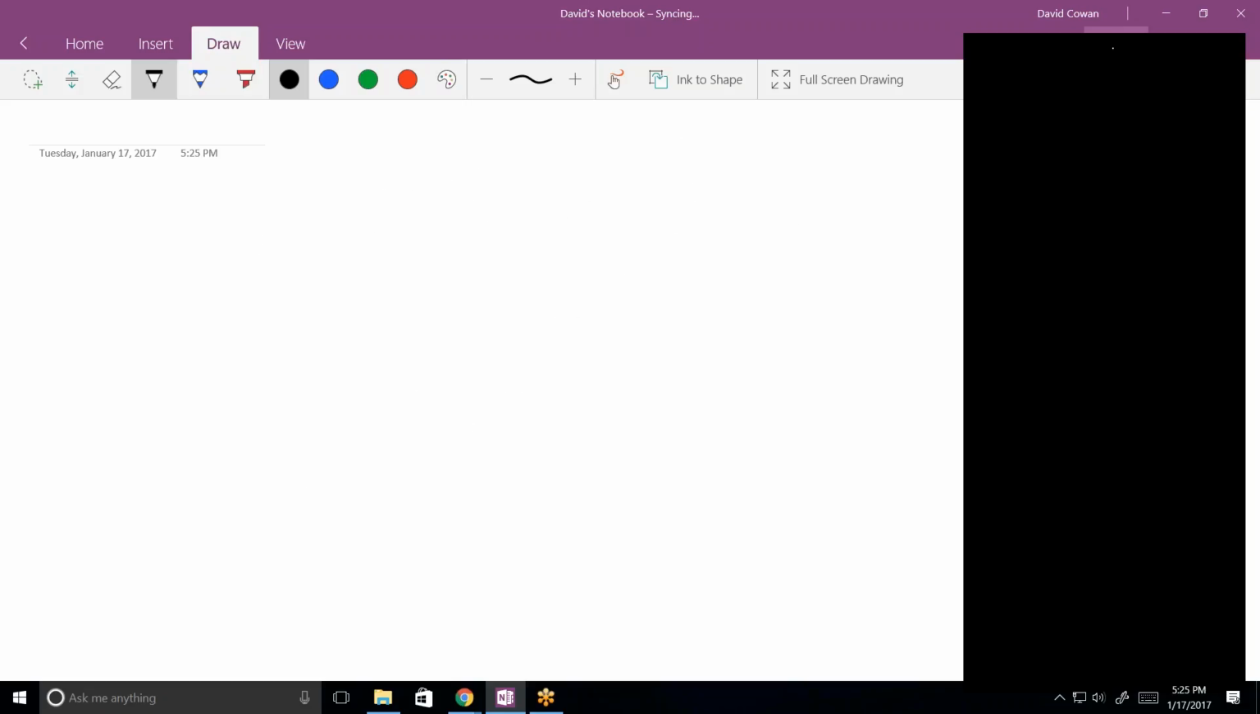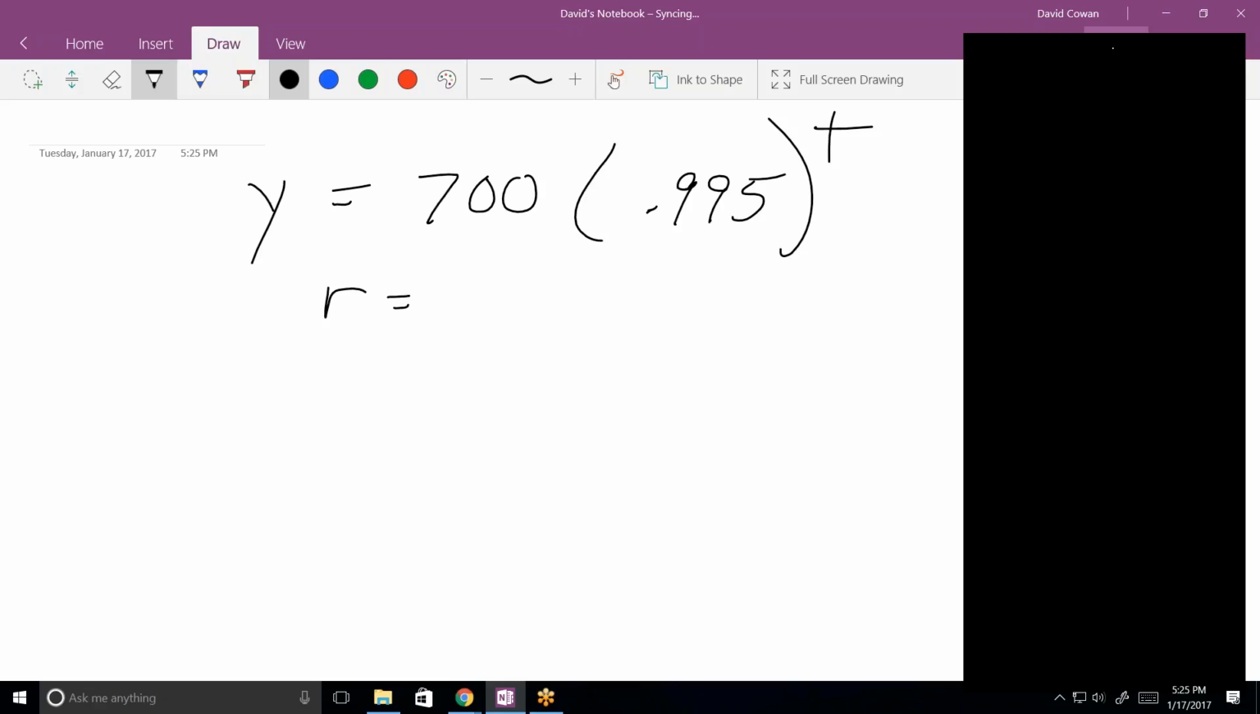Y equals 700 times 0.995. What's r here? Would that be 0.005? Yeah. And is this 3 years? Yeah, it's still 3 years. What's that y going to be? I don't think I got this one, but 689.